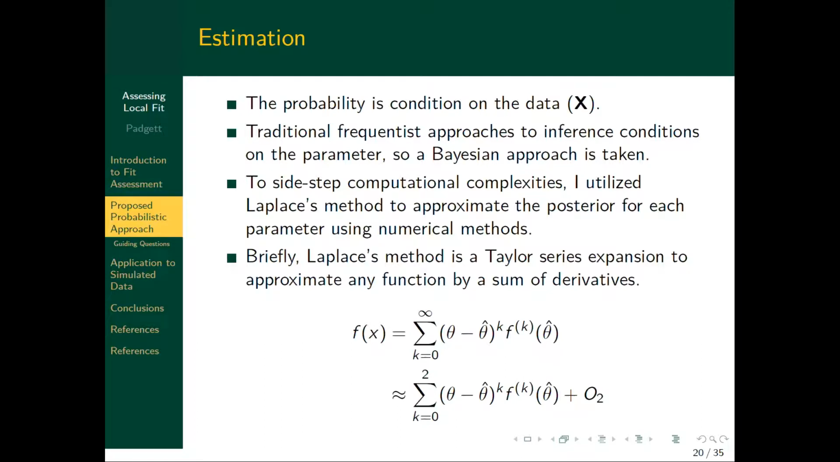So Laplace's method is just a second-order Taylor series approximation. It looks scary down here, but it's very, very simple because it's just a couple derivatives, and it allows us to very easily estimate some of the more complex posterior distributions that can occur in Bayes methods.